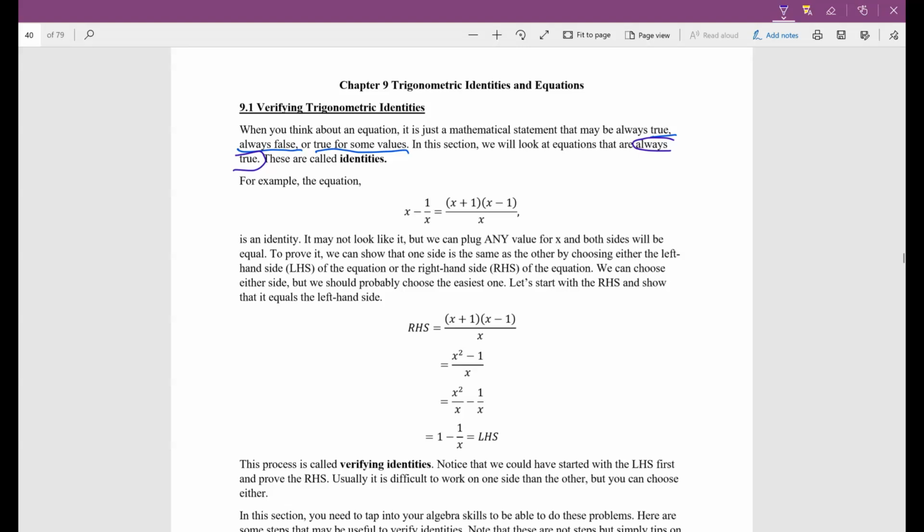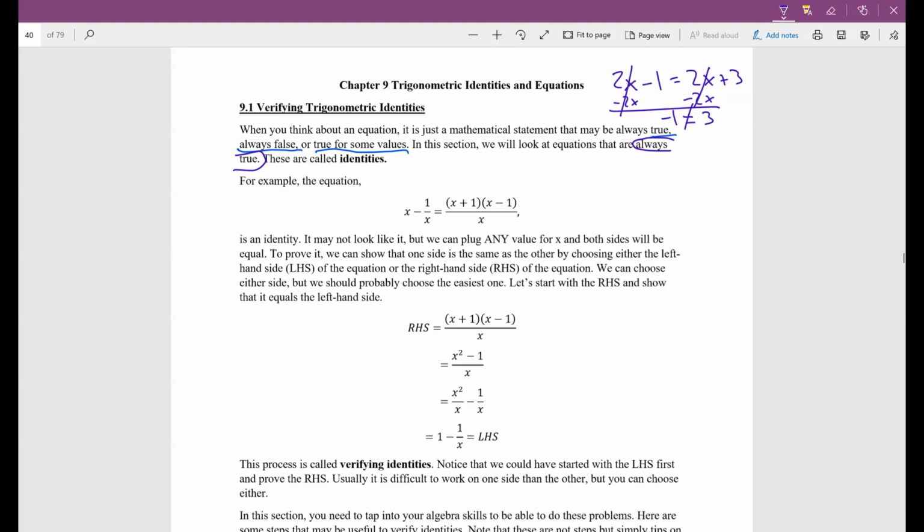Sometimes we have found equations that are always false. For example, if you have the equation 2x minus 1 is equal to 2x plus 3, you can see that this is always going to be false, because if you subtract the 2x over, what you end up getting is negative 1 is equal to 3, which we know is never going to be true. So equations like that are always false; it's a contradiction.